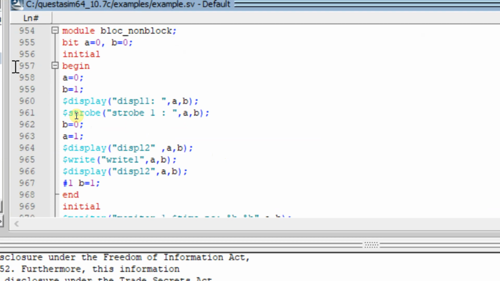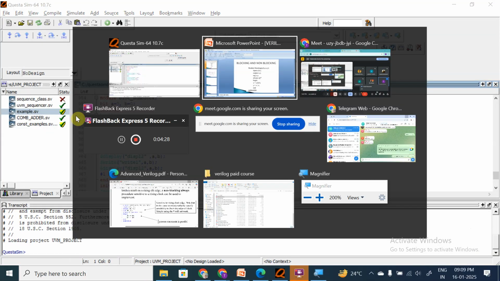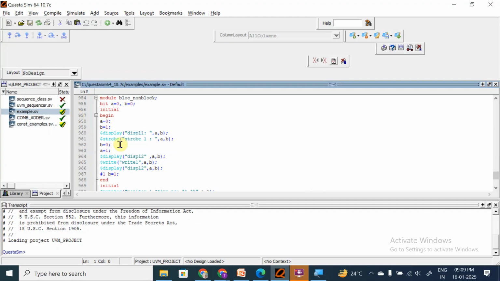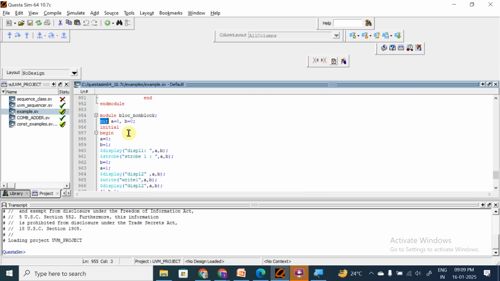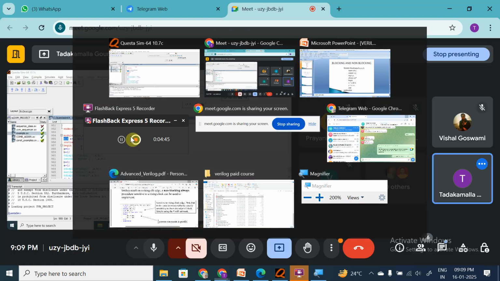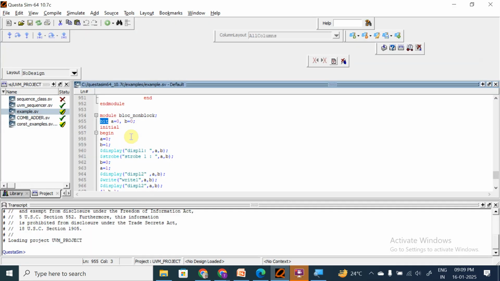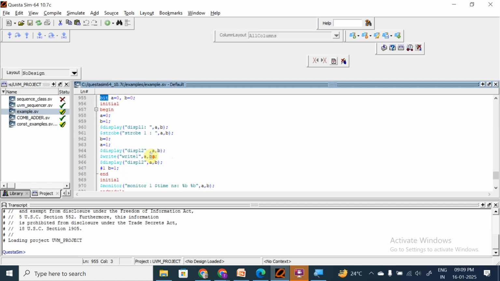So what I've done here, I've declared my module block_nonblocking. Actually, it is written in SV, so that's why I'm able to use bit. In Verilog, you don't have any data type known as bit, so don't get confused. This particular file has been written in SystemVerilog, so that's why we are able to use the bit data type. So let me remove this first.